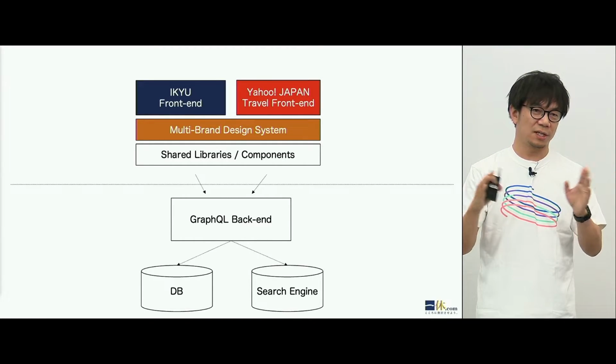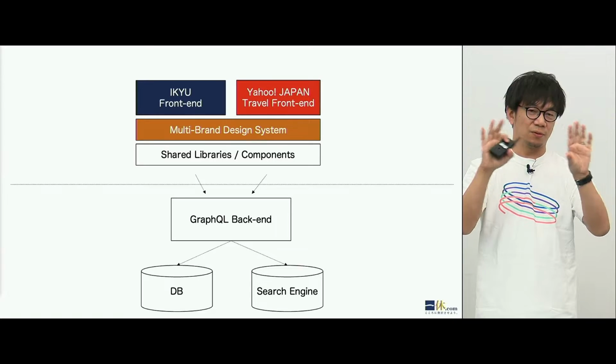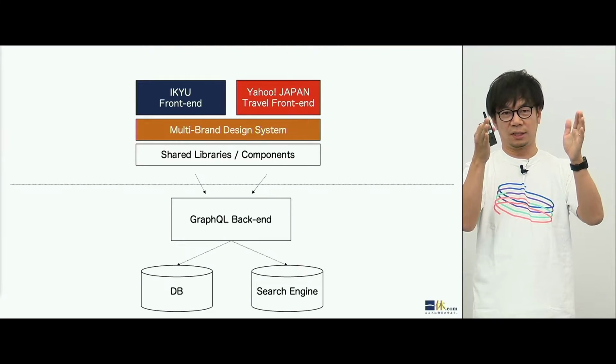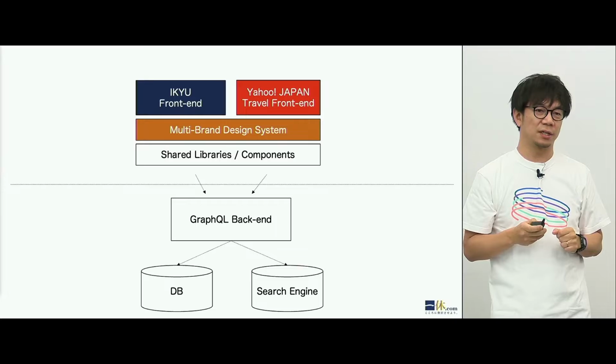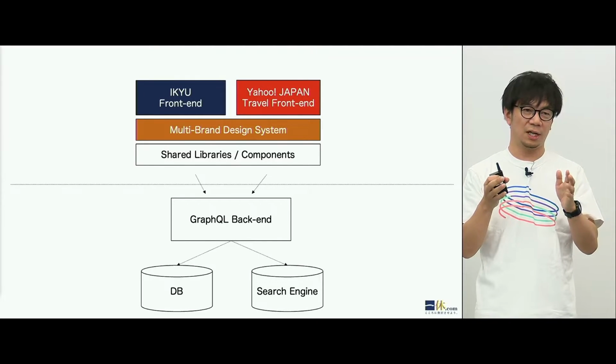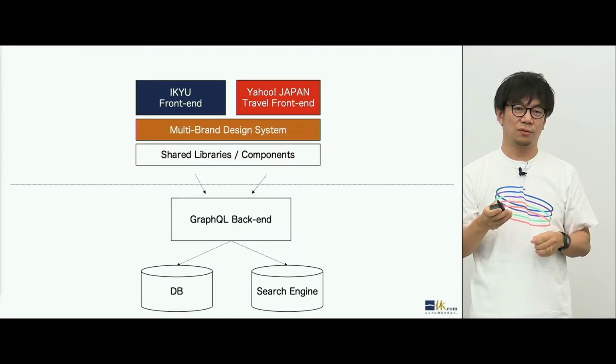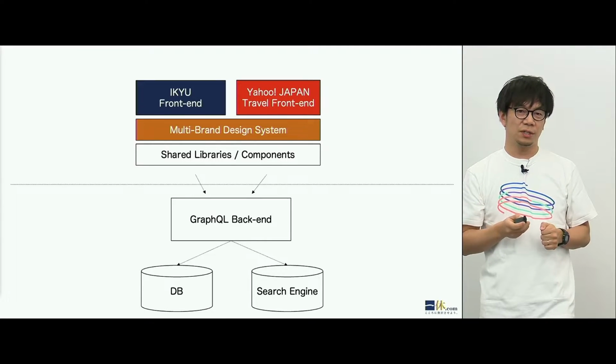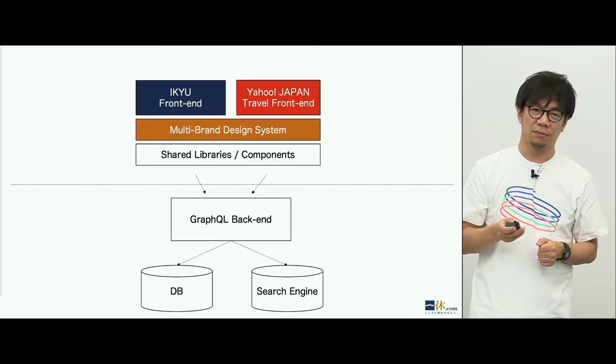So at the end, it looked like this: database, search engine, GraphQL backend integrated as one. And then in the latter half of my talk, I will talk about the front end, which is shown at the top part on this page. And this was one of the key focuses last year: multi-brand, front end, one repository. Now, this project was a major one.